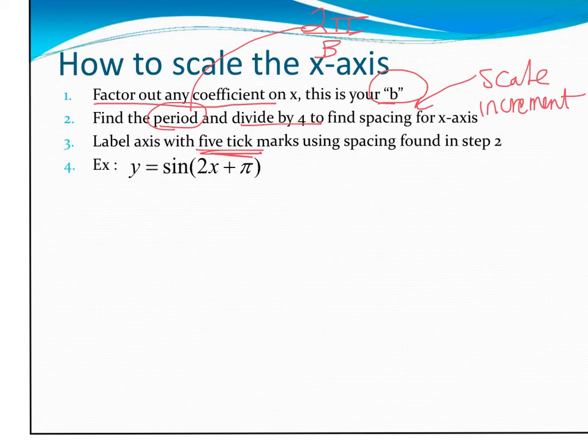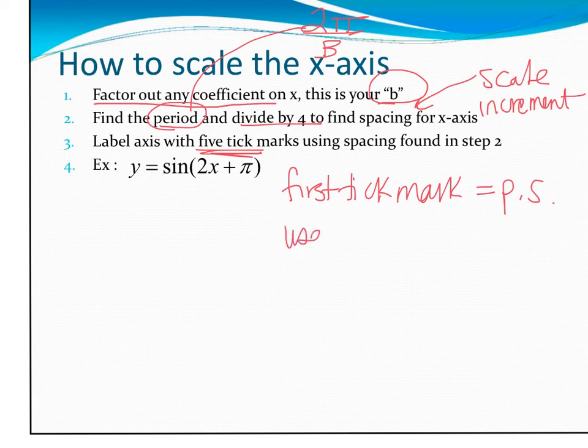And it's important to note that the first tick mark will equal the phase shift amount. So for example, if I'm going left pi thirds, my first tick mark is at negative pi thirds. If I'm going right pi fourths, my first tick mark will be at positive pi fourths. Then we're going to use the scale to get the next 4 tick marks.